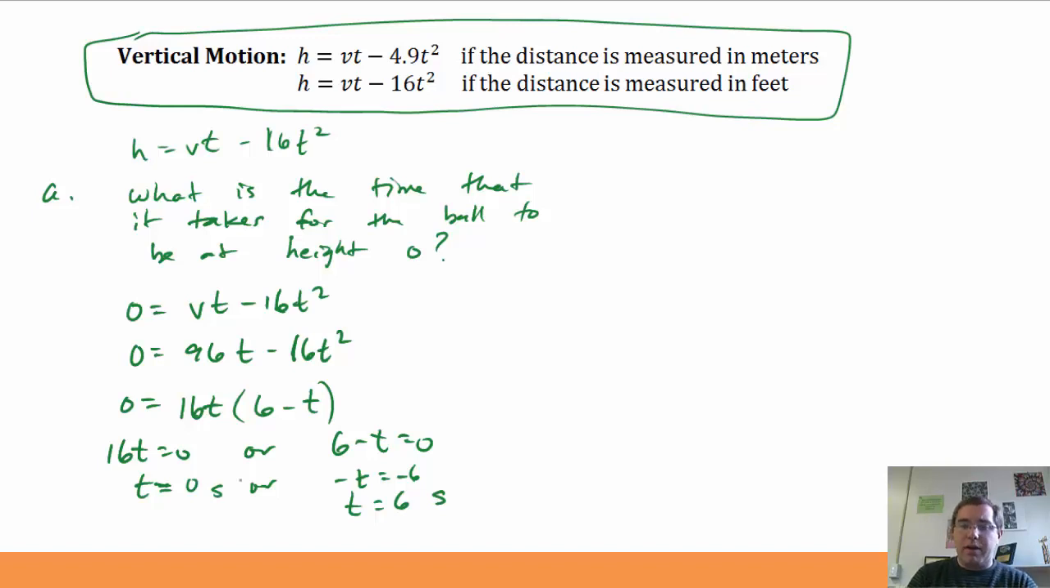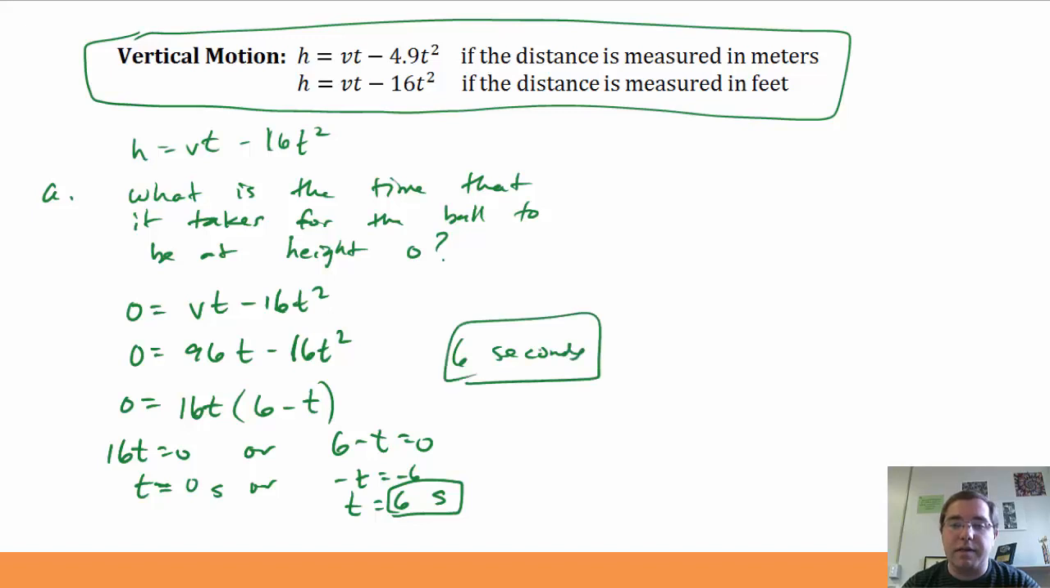Now those are two different numbers for t. Both of them are non-negative, so we don't have to worry about negative times, but there are actually two times at which the height is 0. When it's first hit, which is 0 seconds, and then when it goes up and comes back down, and that is 6 seconds. So what we're really interested in here is the 6 seconds, because we know at 0 seconds it's going to be at a height of 0. We're interested in the 6 seconds, which is how long it takes to go up and come back down. So 6 seconds.